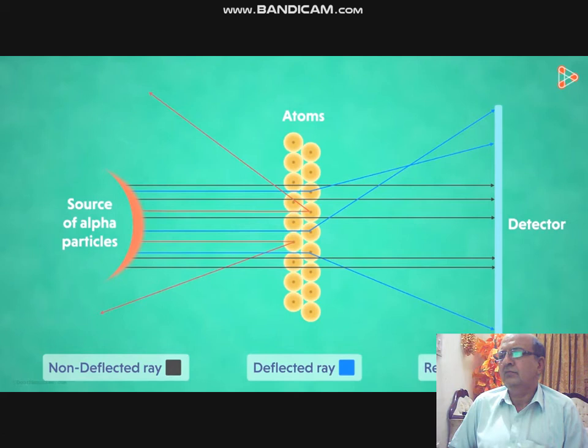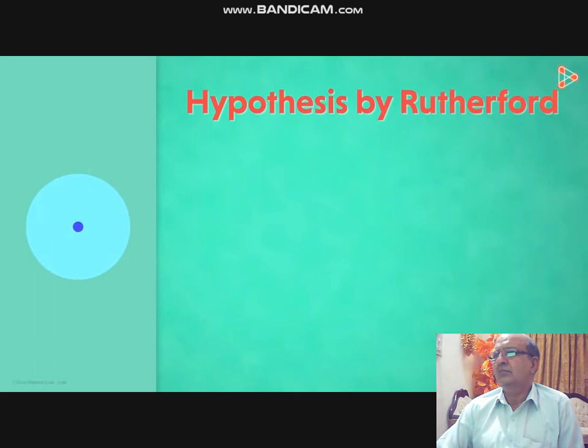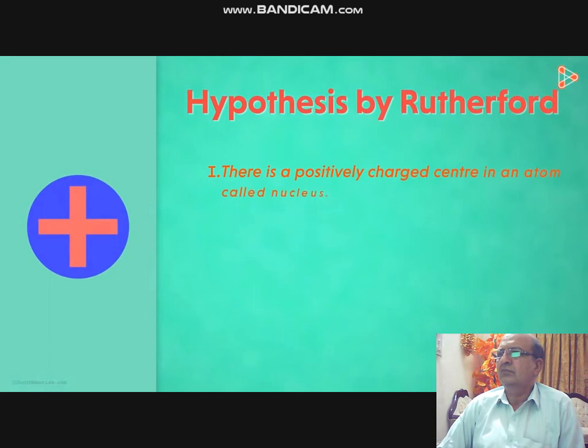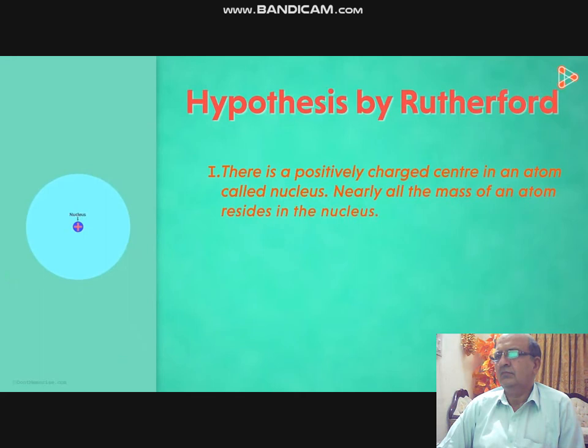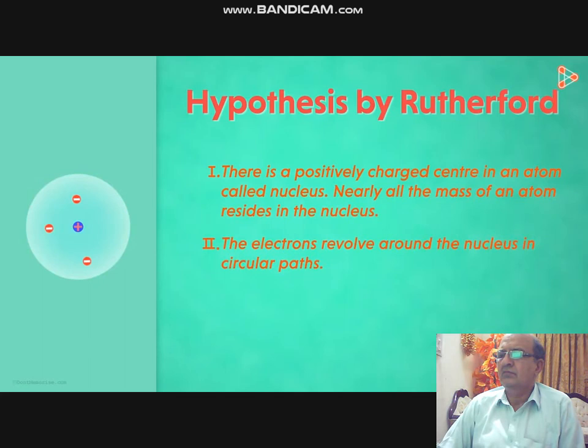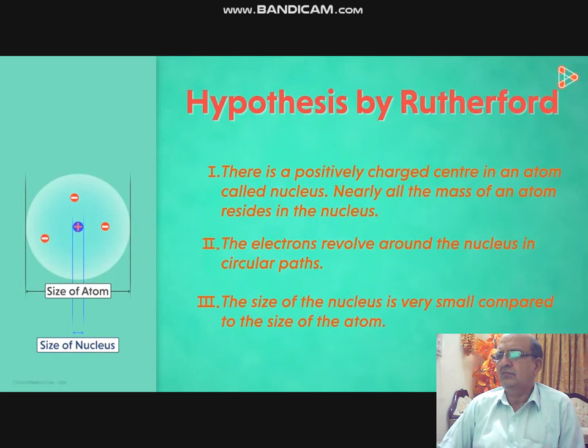These results compelled Rutherford to come up with a new nuclear model. Let's have a look at the hypothesis put forward by him. Firstly, there's a positively charged center in an atom called nucleus. Nearly all the mass of an atom resides in the nucleus. Secondly, the electrons revolve around the nucleus in circular paths. Thirdly, the size of the nucleus is very small compared to the size of an atom.